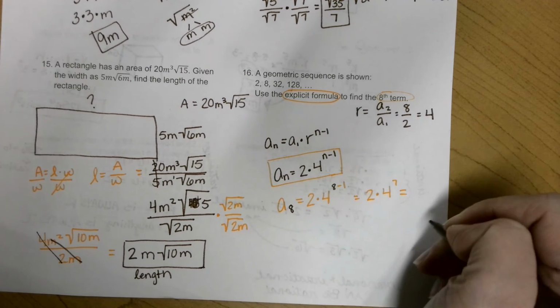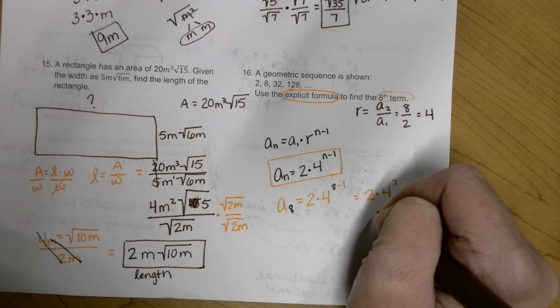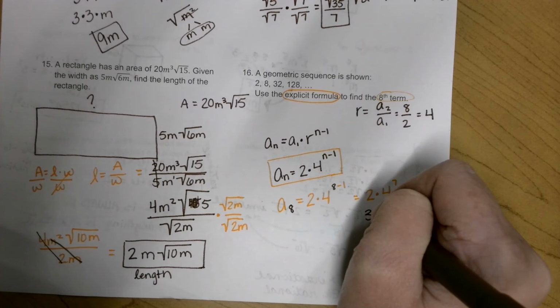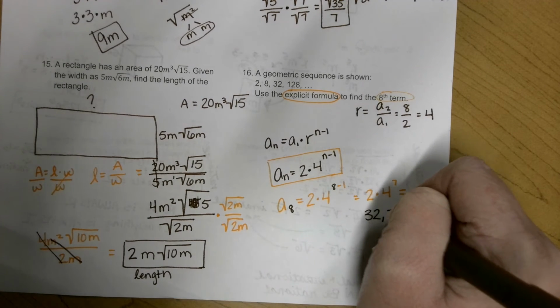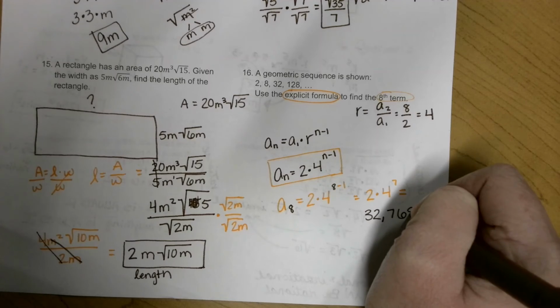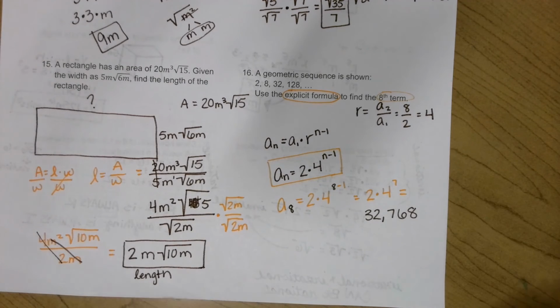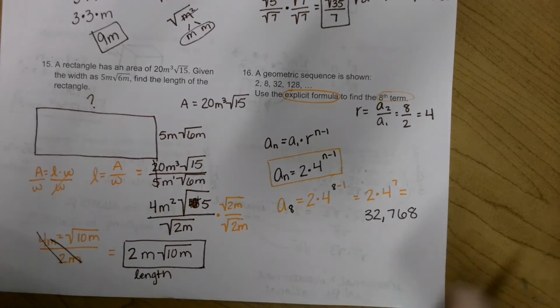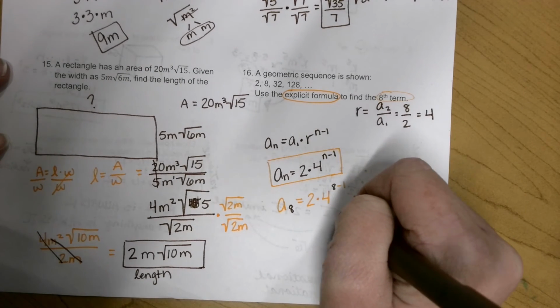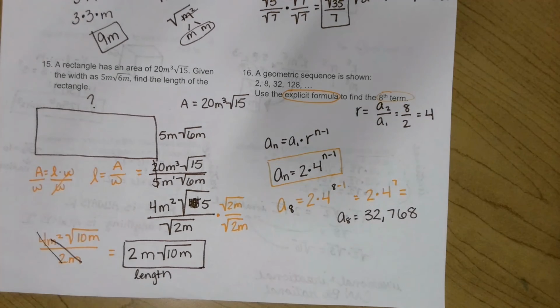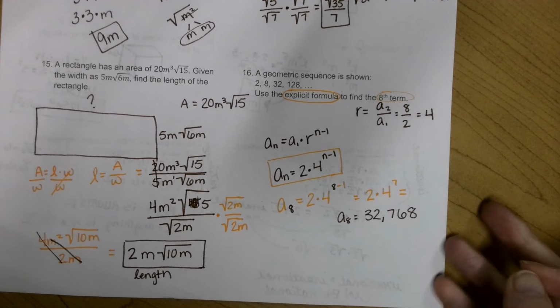All right, so when we multiply this, 2 times 4 to the 7th, we should get 32,768. Okay, and that should be our 8th term in the sequence. So if you were to keep multiplying and list all the terms out, this would be term number 8.